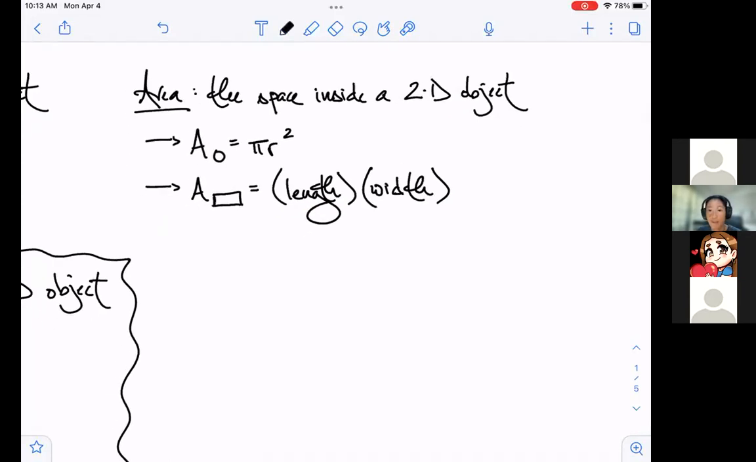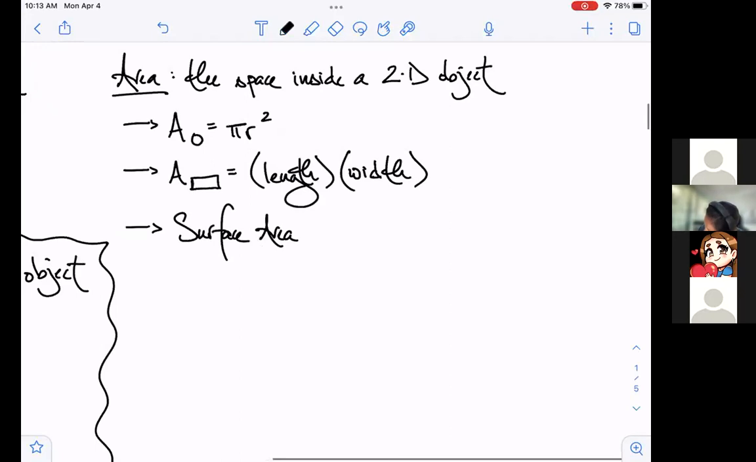Now, every once in a while, we take a 3D object and look at just the space around the outside, and we call that surface area, right? So instead of looking at how much space is inside a 3D shape, we think about how much space is around the outer edge, okay? One formula that tends to come up is the surface area of a cylinder.